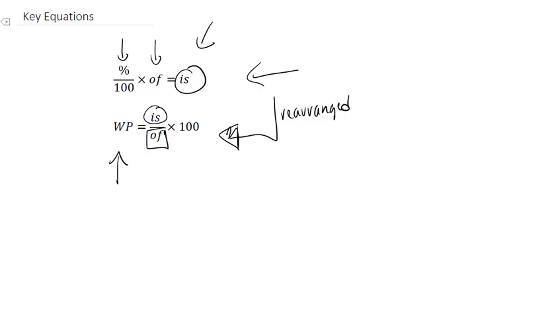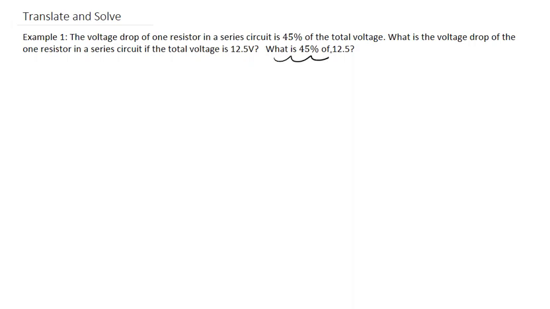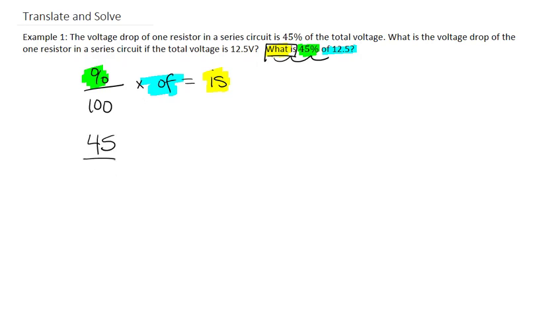Now let's go back to our example 1. We're asking what is 45% of 12.5. So we're going to use our first equation: percent over 100 times of equals is. What we're looking for is the "is," so it's this number here. Then we have 45%, so we'll put the 45 right there. And then we have "of 12.5," so we need to put that right there. So let's put this together. We have 45 over 100 times 12.5 equals a number. We'll just put it as x.